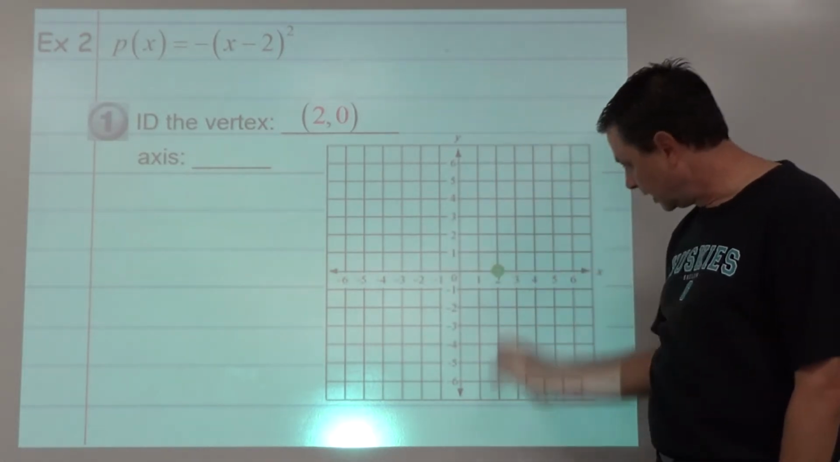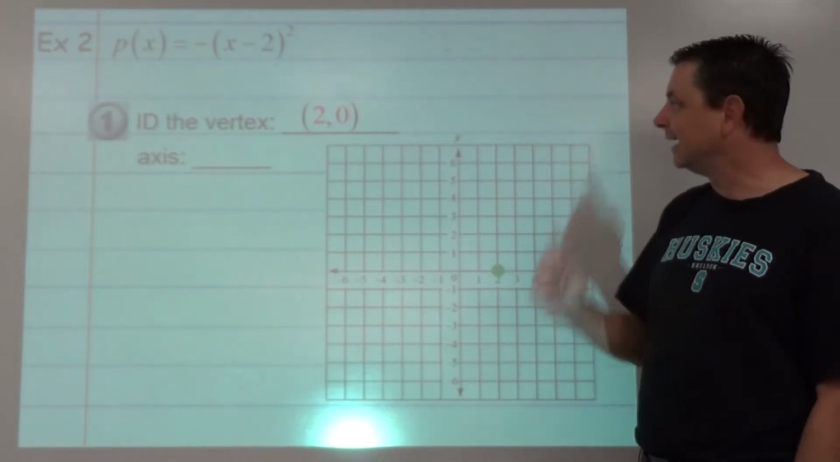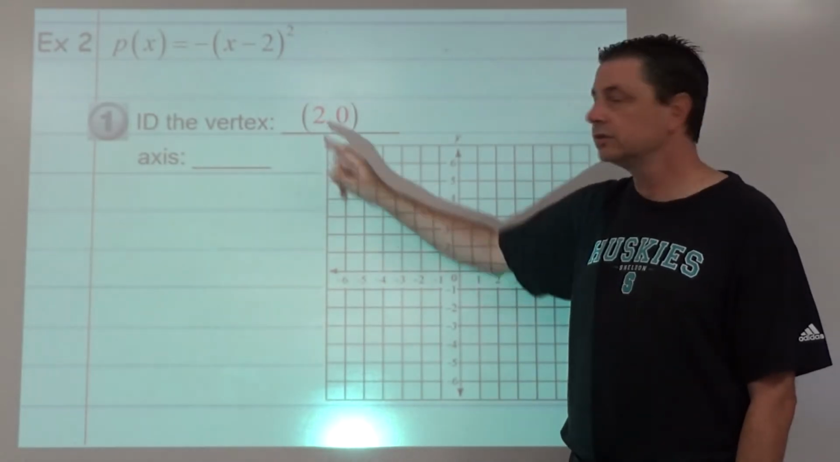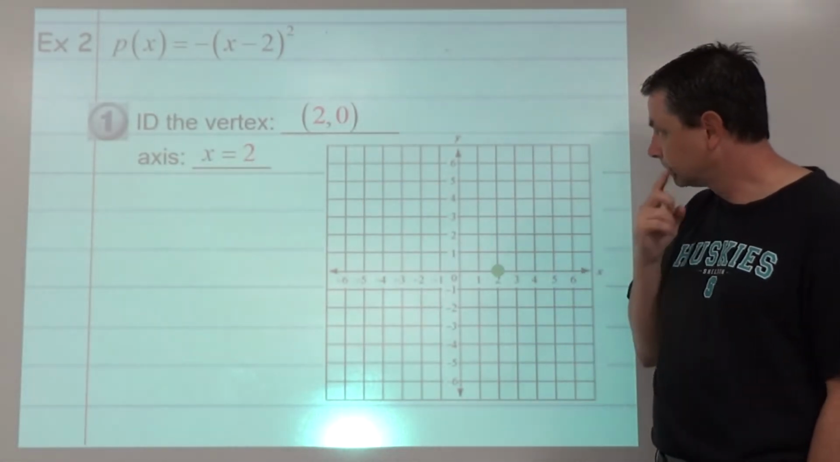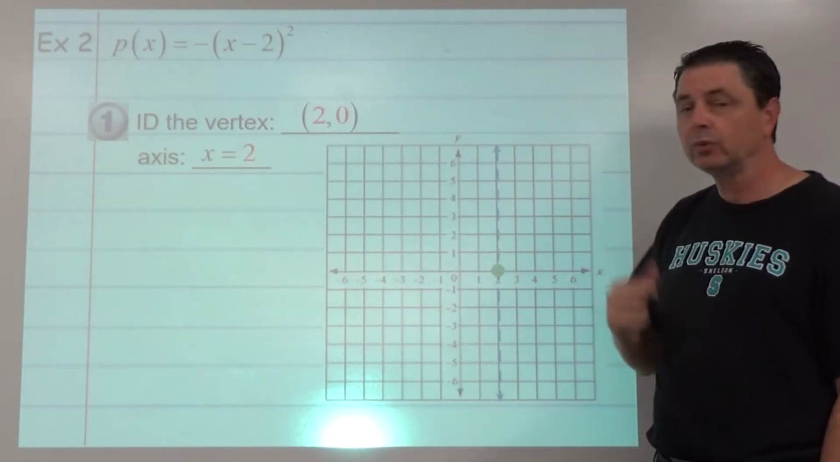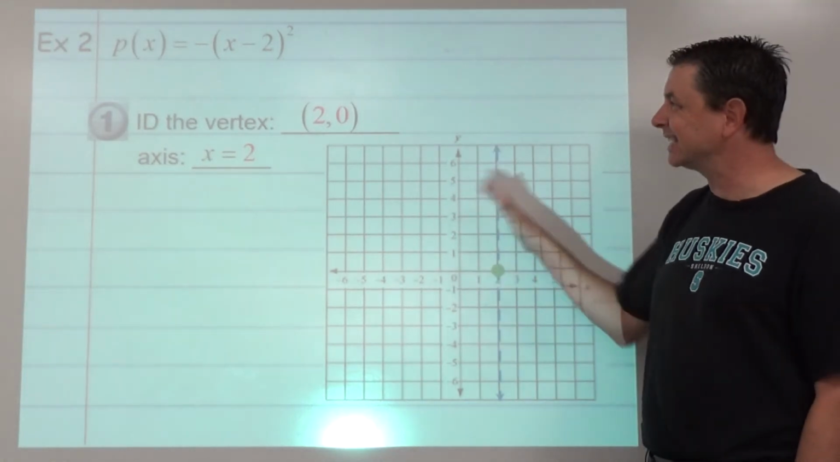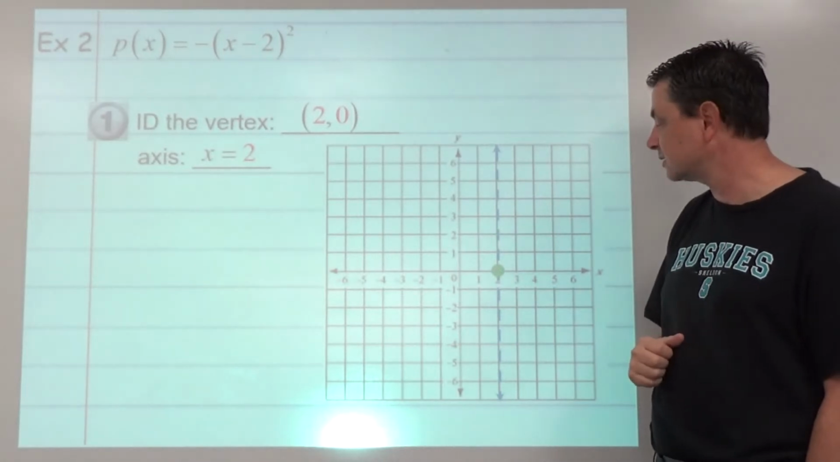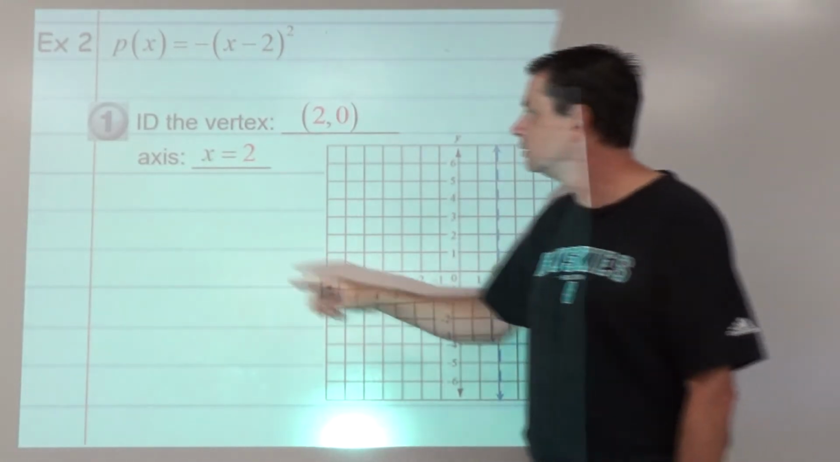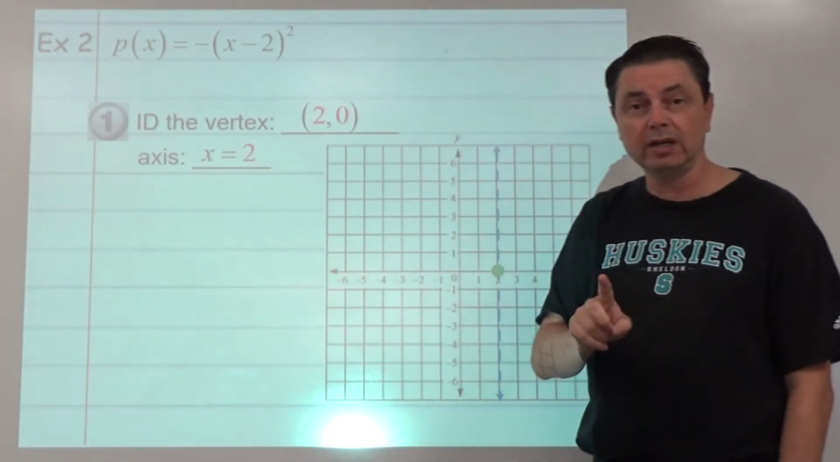Axis would be the line that passes right through there. X equals 2. We could do our pattern of the odds to get the other required points. Right 1. First odd number is 1.